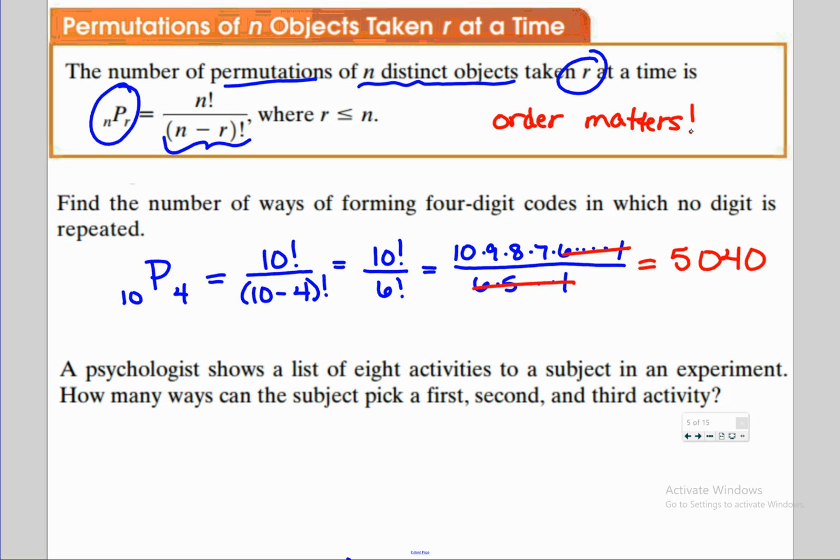When we're talking about permutations with a P, order matters. If I'm talking about a 4-digit code, the order of the digits matters. If I have 4, 3, 2, 1, that's a different code than 1, 2, 3, 4.